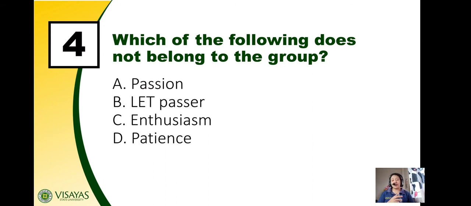So next question. Which of the following does not belong to the group? A. Passion, B. Let passer, C. Enthusiasm, D. Patience. Again, which of the following does not belong to the group? A. Passion, B. Let passer, letter C. Enthusiasm, or letter D. Patience. Okay, so the answer, class, is letter B.